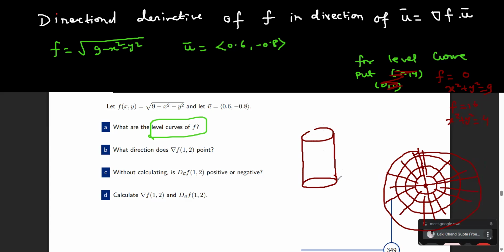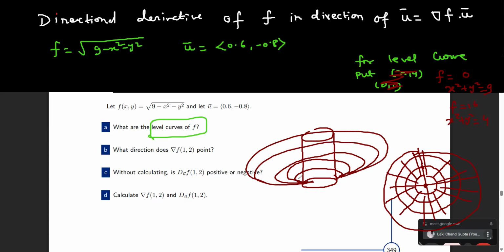So this is a level curve. The bigger the value you put for f, the bigger the size you will get, right? This is a level curve. Understood?